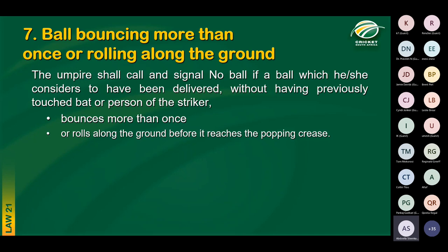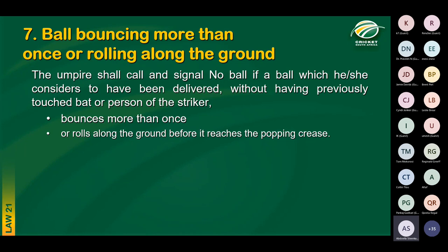If the bowler delivers the ball and it bounces once and the second bounce is after the popping crease, that is a legal delivery. The crucial part here is it needs to bounce more than once, or a second time, before reaching the popping crease for either umpire to call and signal no ball.